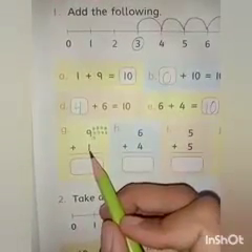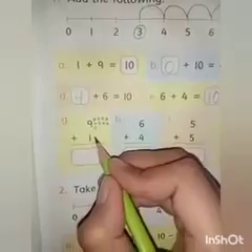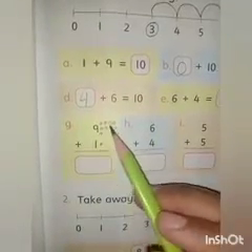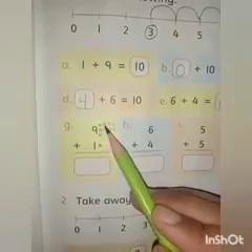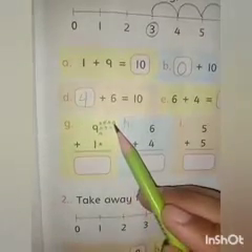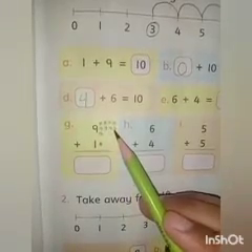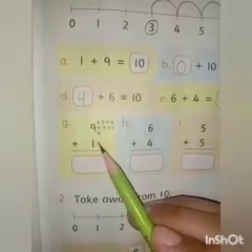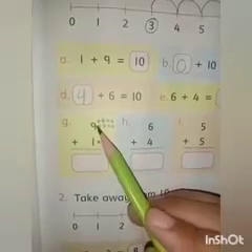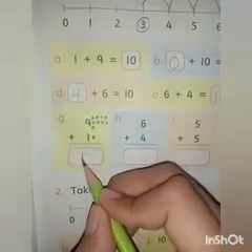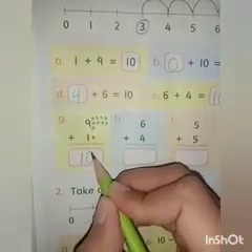Our second number is 1. So we are going to draw 1 dot here. Let's count the dots all together. 1, 2, 3, 4, 5, 6, 7, 8, 9, 10. So when we add 9 and 1, we got the answer 10. Write 10 in the box.